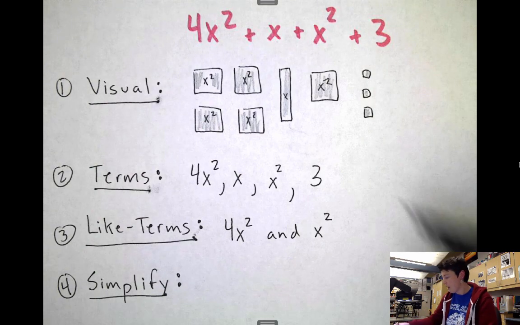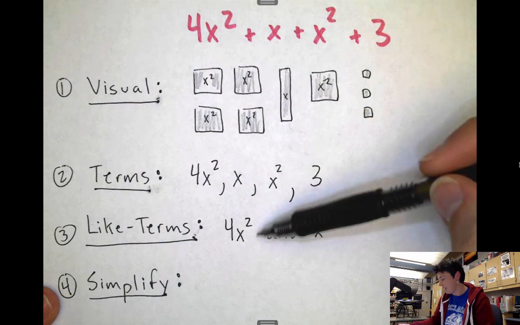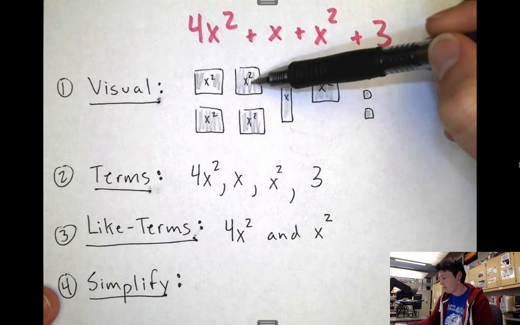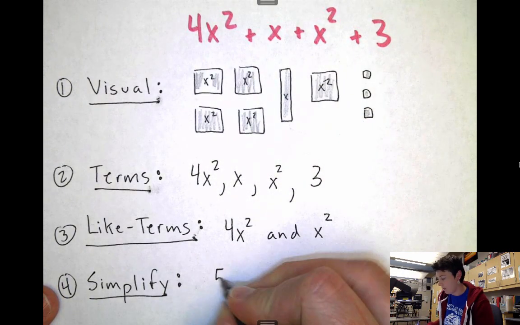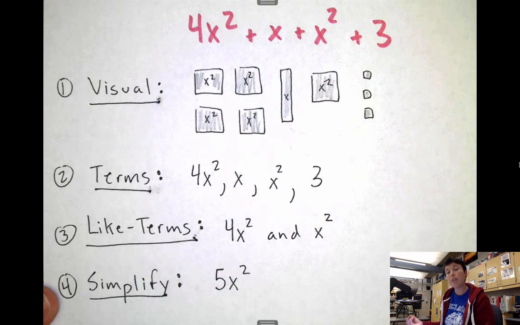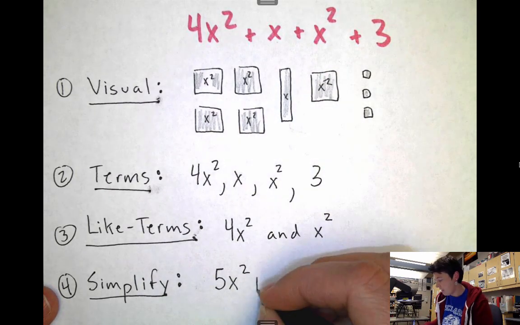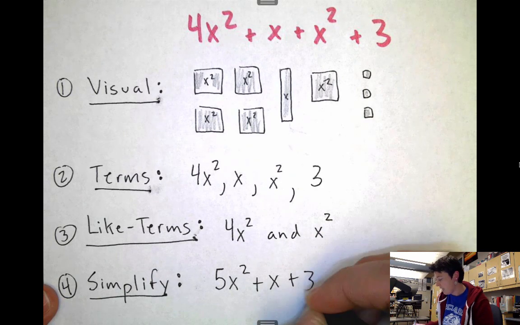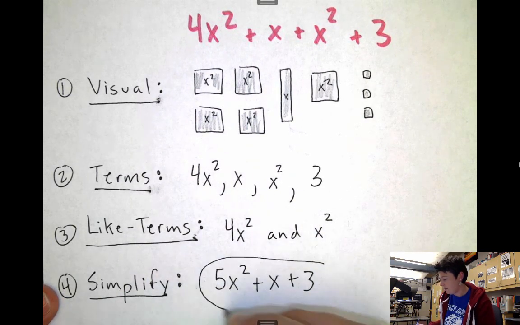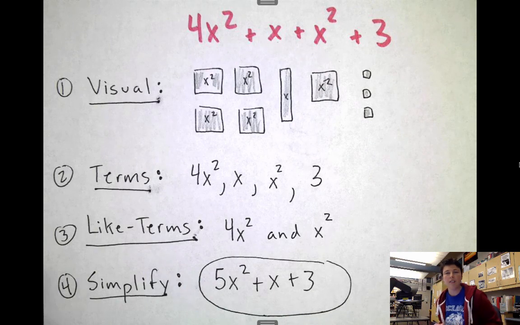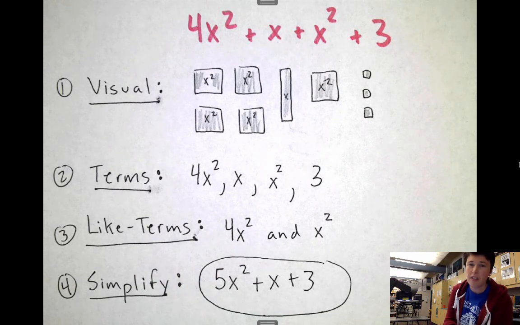And to simplify, I'm going to do exactly that. I'm going to combine these like terms. 1, 2, 3, 4, 5. There are 5x squareds. Plus, there's this x. Plus, there's these 3. So plus x plus 3. And that is my simplified answer. And I'm done. So we want to be really good at this year.